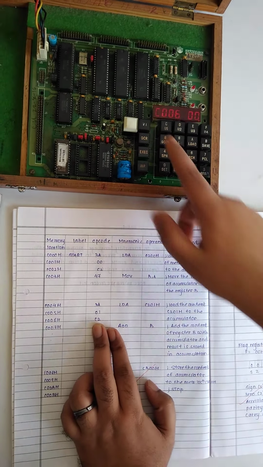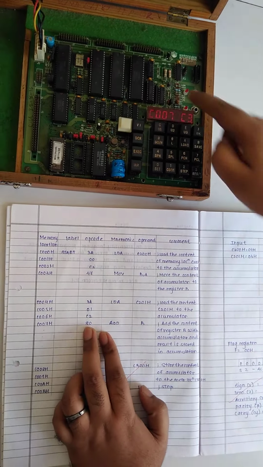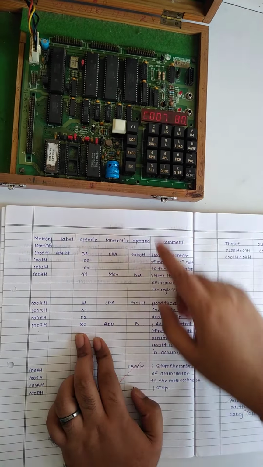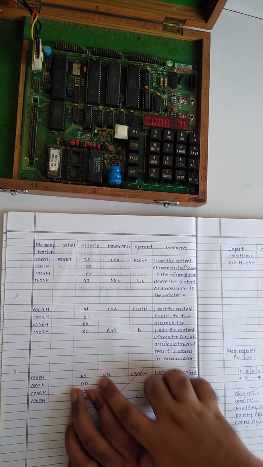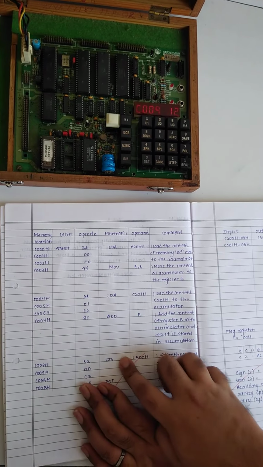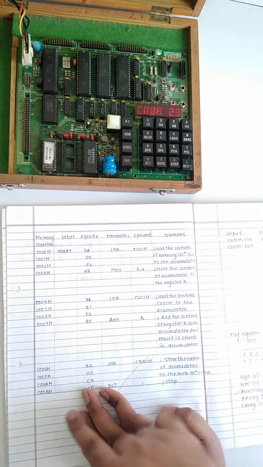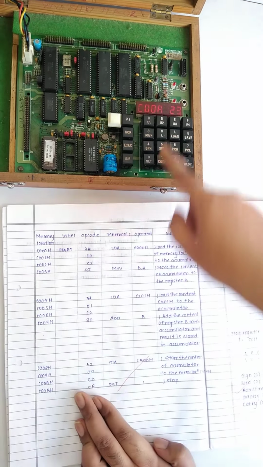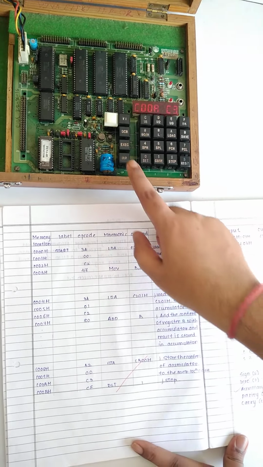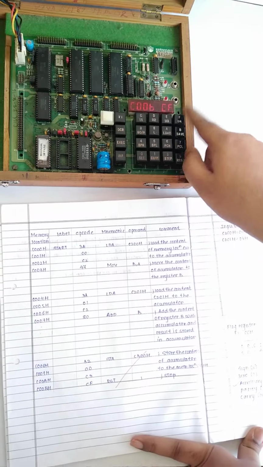C006 we have to enter C2. Okay. Now after entering this, in C007 what opcode we have to enter? 80. Now increment. Now in C008 we have to enter 32. Increment. Now in C009 we have to enter 00. Okay. Now in C00A you can see what is there, C3. So I have to enter C3.